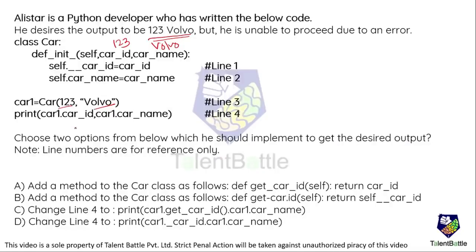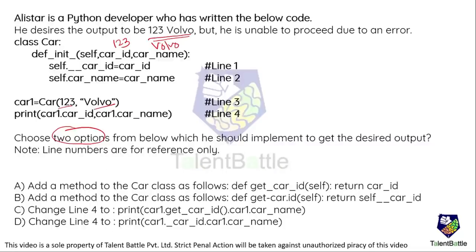So we have to choose two options from the provided ones so that this code will be modified accordingly, and it will execute and give us the output as 123 Volvo. Now if you check the options provided here, A, B, C, D, we have to choose two. In such questions we have multiple options that we have to check, or identify the correct one. Focus on the options which are incorrect and discard them, so automatically you will get that part.